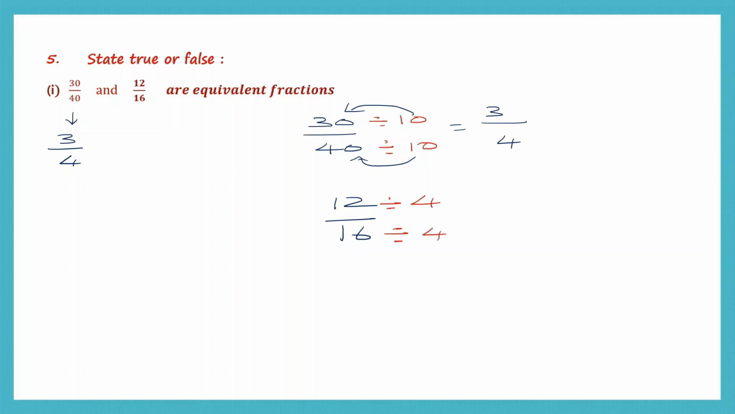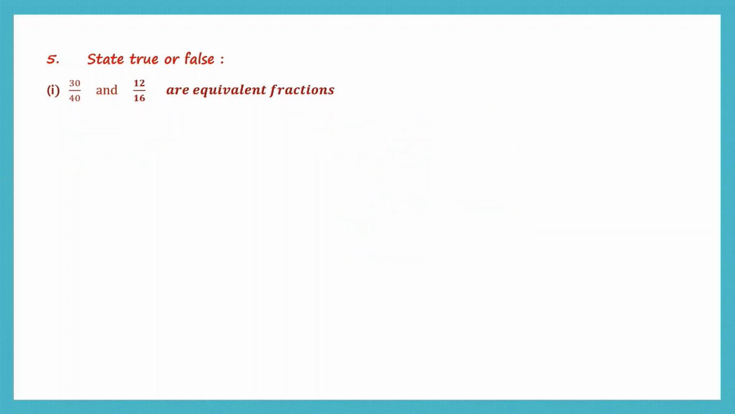So let's divide both by 4. 4 into what is 12? 4 threes are 12. And 4 into what is 16? 4 fours are 16. So what did we get here? 3 by 4. That means this fraction, when you reduced, you got 3 by 4. As you can see, both are equal. So the first fraction, when you reduced, it became 3 by 4. Second fraction, when we reduced, we got 3 by 4 also. So that means 30 by 40 and 12 by 16 are equivalent fractions. That means this statement is true. So let's write that the statement is true.